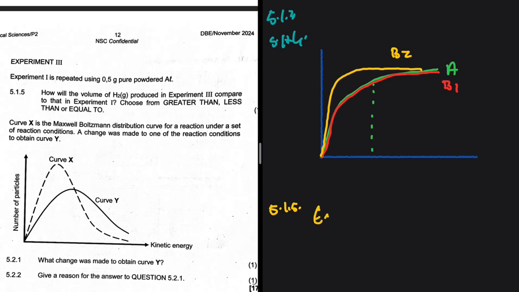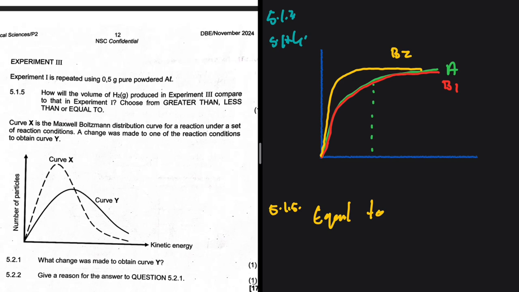Trick question. It is going to be equal to, because we still have the same mass, right? So what is going to differ is the time it will take for our reaction to complete. But at the end of the day, we should have the same amount of H2, right? In experiment 3, the reaction ends sooner compared to experiment 1, because experiment 3 is powdered, more surface area, and so on. So we expect it to complete sooner compared to experiment 1. But ultimately, the amount of H2 produced should be equal to, right?